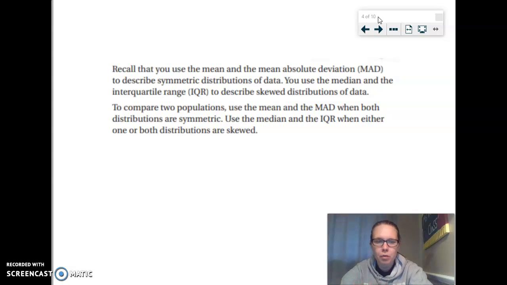Okay, so when they're both symmetric, we're going to keep it mean and MAD. But if one of them is skewed, or even both of them are skewed, we have to use median and IQR. Okay, again, both of them are symmetric, it's mean and MAD. If it only takes one, so one or two can be skewed, then we're going to go by measuring with median and IQR.